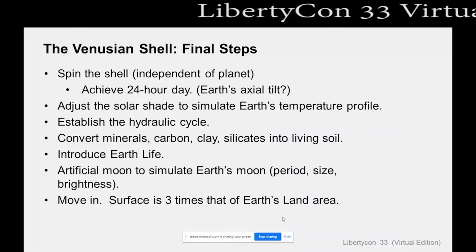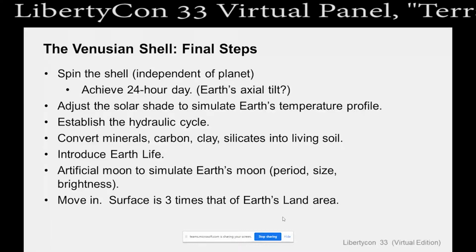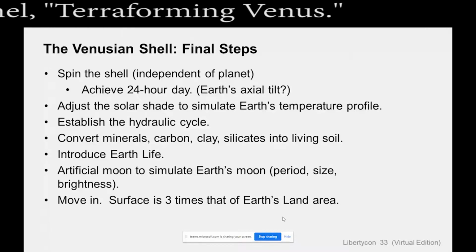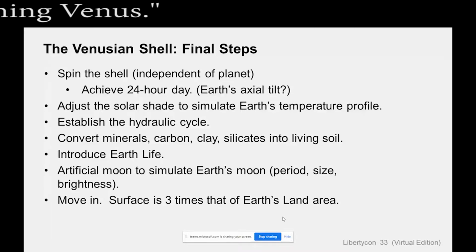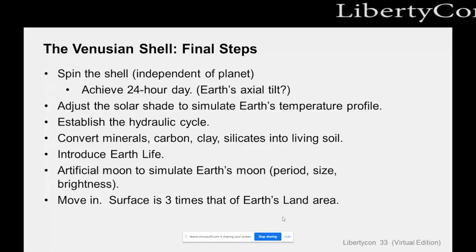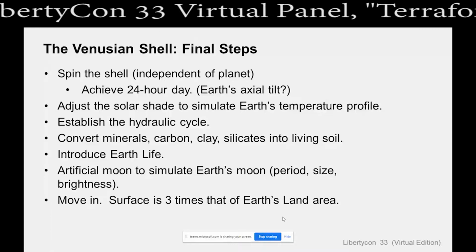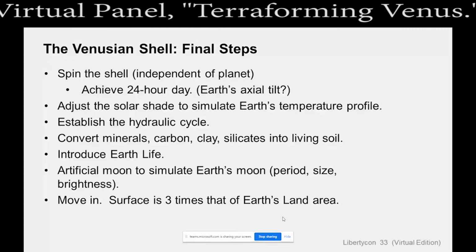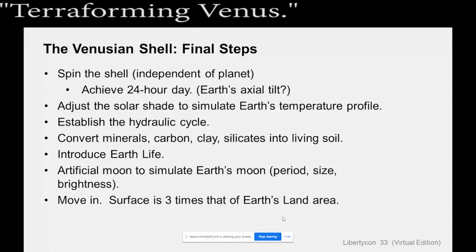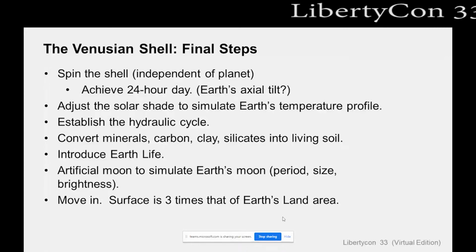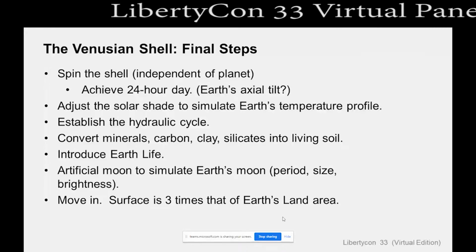We don't need to spin up the planet. We just simply need to spin up the shell. It's not connected to the planet in any real sense. So with our atmospheric processors, we can begin to spin this shell completely independent of Venus itself. And we can easily achieve a 24-hour day-night cycle and even mimic Earth's axial tilt. At that point, we can adjust the solar shade to simulate an Earth temperature profile.